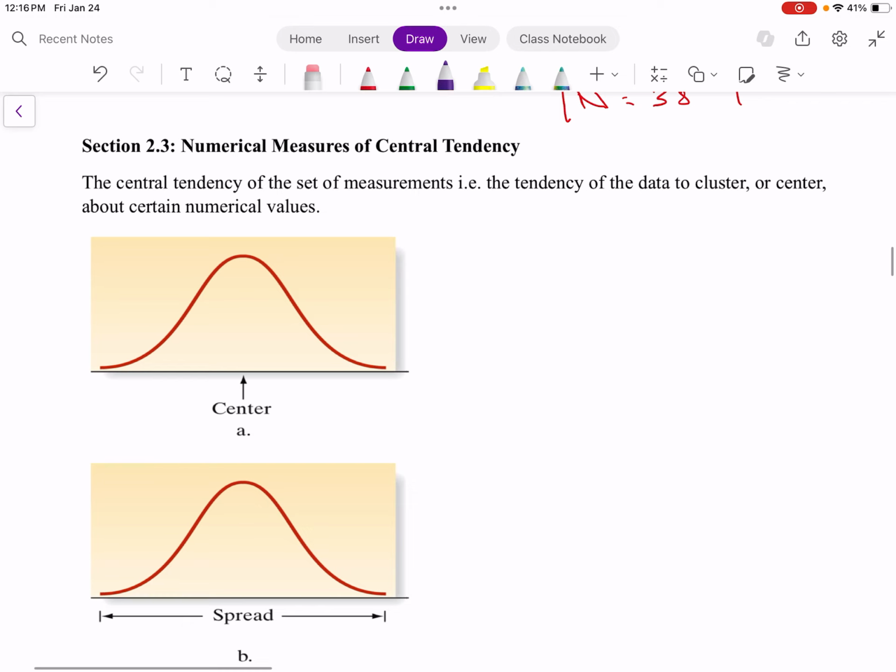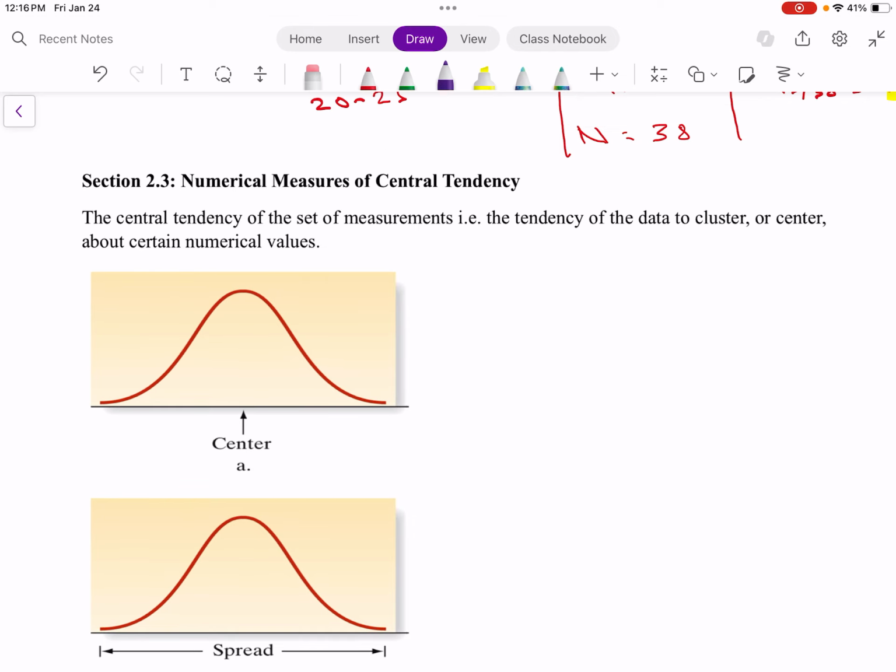We will try to find a number that clusters to a center of the data, that is, we will try to find the central tendency. So finding central tendency means we are measuring whether the data cluster or center to some numerical value or not. So in this section we'll be finding mean, median, and mode.